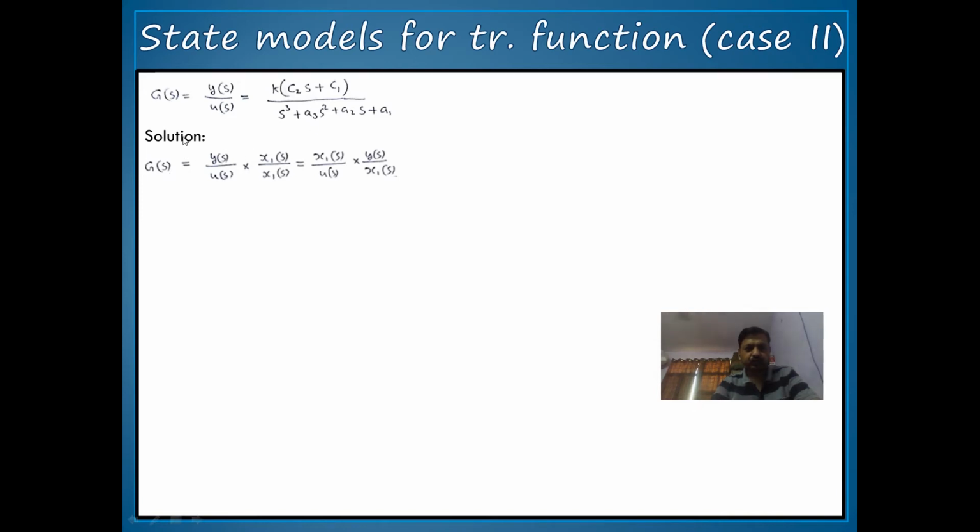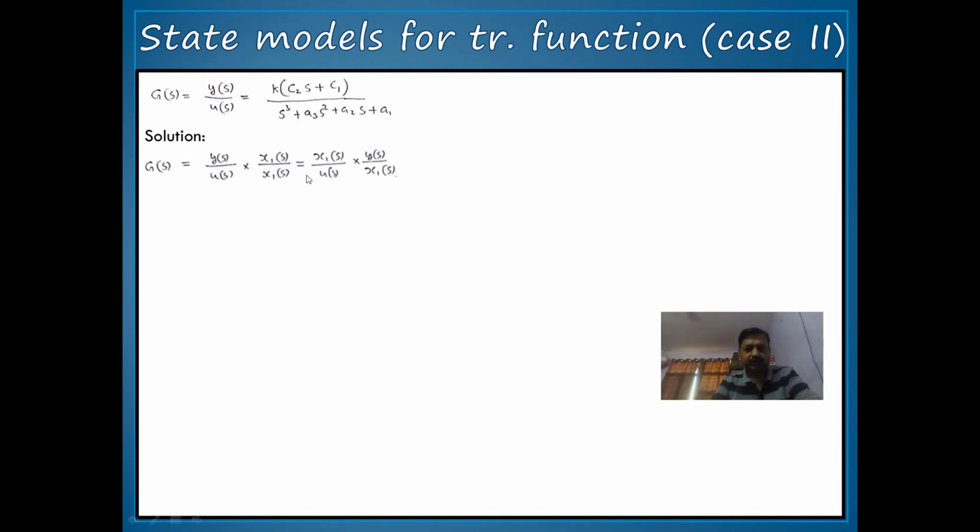Now we are going to find the solution of this particular transfer function. We are going to draw the state model for this transfer function. G(s) is equal to Y(s) upon U(s), representing the output upon input. This Y(s) upon U(s) is multiplied in both the denominator and the numerator with X1(s). This particular step was not taken in the earlier case 1 model. However, in the case 2 type we have to incorporate this step also.